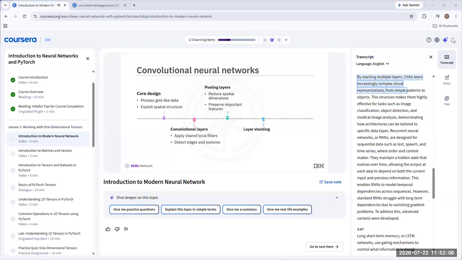By stacking multiple layers, CNNs learn increasingly complex visual representations from simple patterns to objects. This structure makes them highly effective for tasks such as image classification, object detection, and medical image analysis, demonstrating how architectures can be tailored to specific data types.